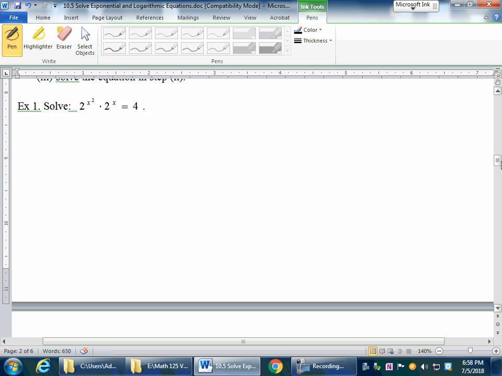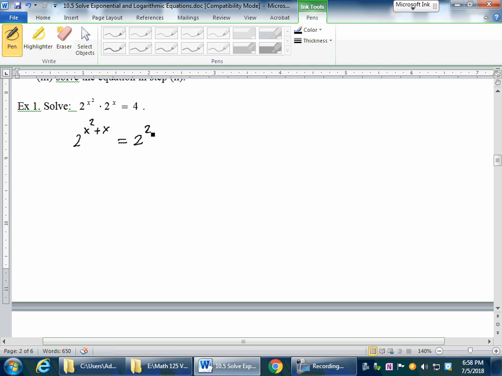For this first example, notice that I can rewrite the left-hand side into one single exponential, because if you have the same base and are multiplying, you add the exponents together. So x to the second power plus x. On the right-hand side, 4 happens to be able to be written in base 2, so it is 2 to the second power. This is the type of equation that can be rewritten into the same base.